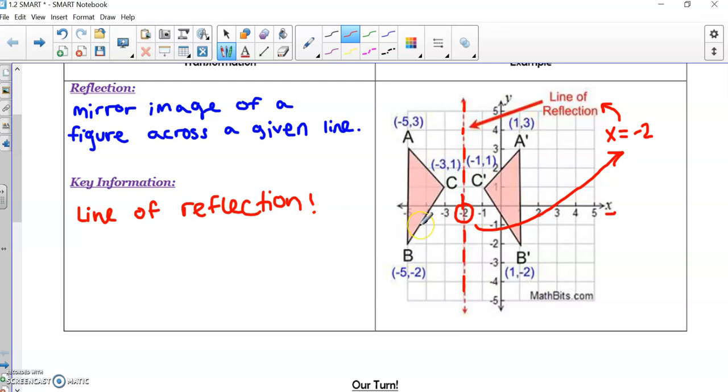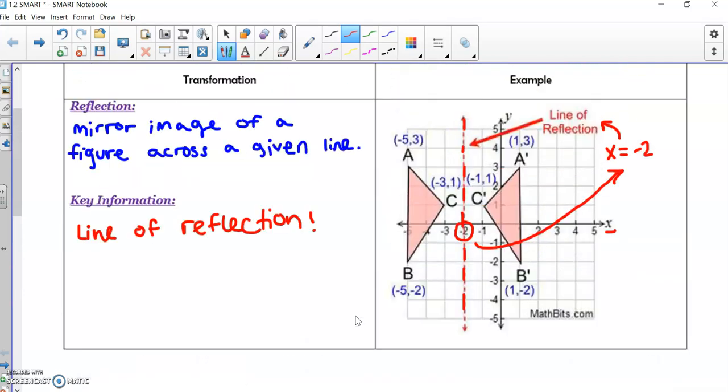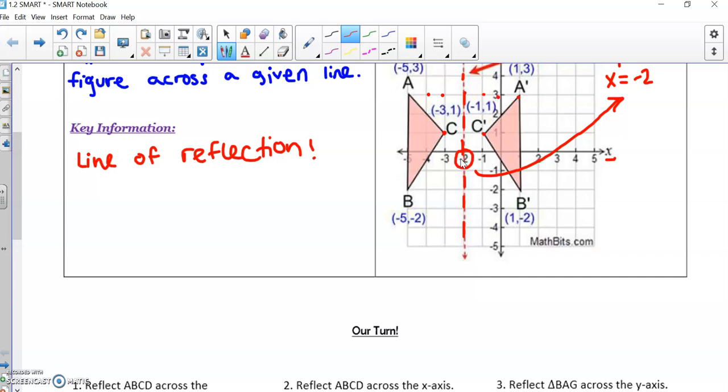Okay, so let's try some practice problems. And actually, before we do that, I want you guys to note, and I think this is probably obvious, but I want to point it out anyway. Notice how every point and its mirrored version is the same distance away from the line. So C is 1 unit away, 1 square, and so is C prime. A is 3 units away, and so is A prime. So that distance is something you have to maintain as you do reflections.